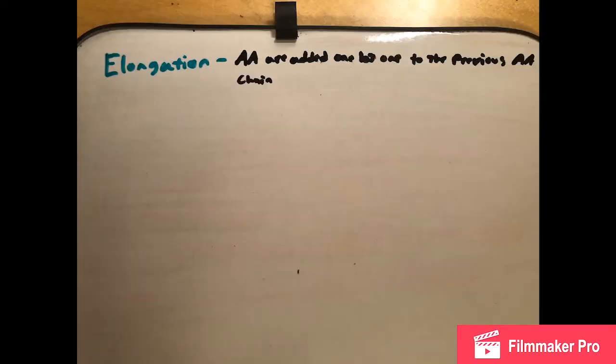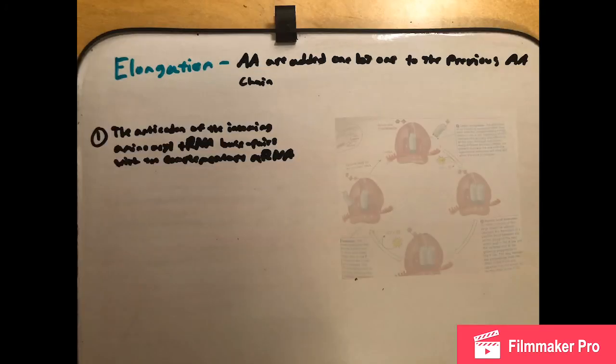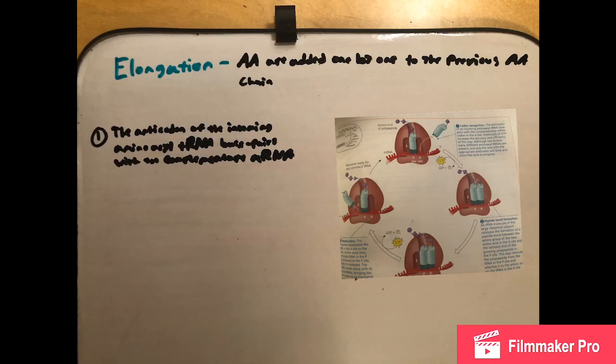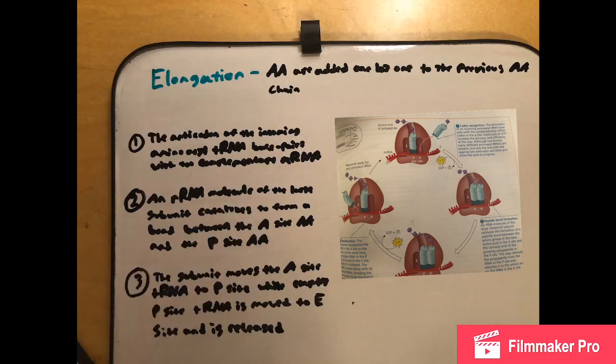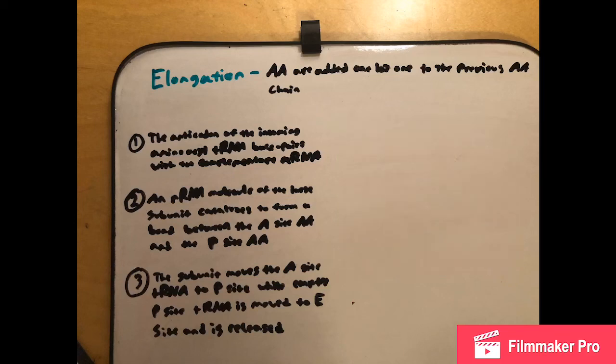Elongation is the process where amino acids are added one by one to the previous amino acid chain. First, the anticodon of the incoming amino acid tRNA base pairs with the complementary mRNA. Next, an rRNA molecule of the large subunit catalyzes a bond between the A site amino acid and the P site amino acid. Last, the subunit moves the A site tRNA to the P site, while the empty P site tRNA is moved to the E site and is released from the enzyme.